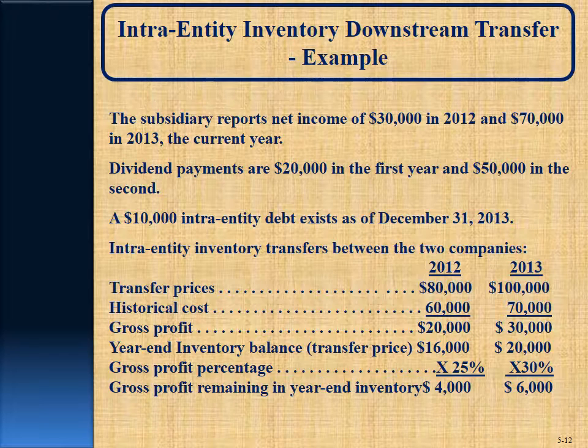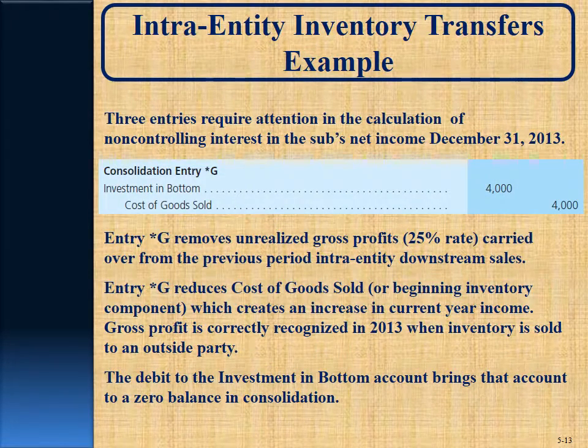In 2013, the parent sold to the subsidiary for $100,000 inventory that cost them $70,000. The parent has a profit on their books this year in 2013 of $30,000. $20,000 of that inventory remains at the end of year 2. That is a 30% gross profit. So the amount of gross profit that should not be recognized by the end of the year is $6,000. Okay. So, what entries need to be done?